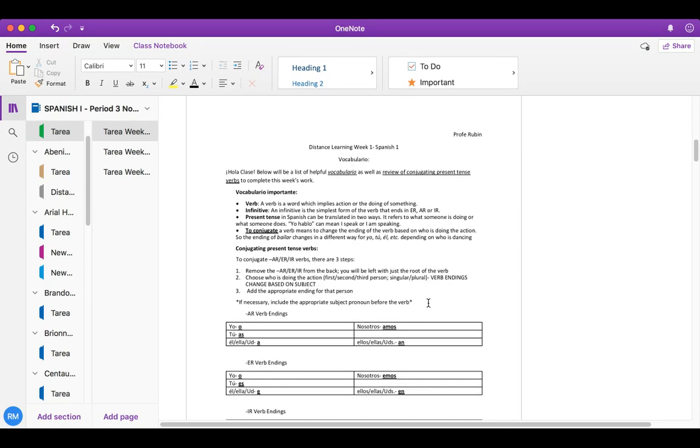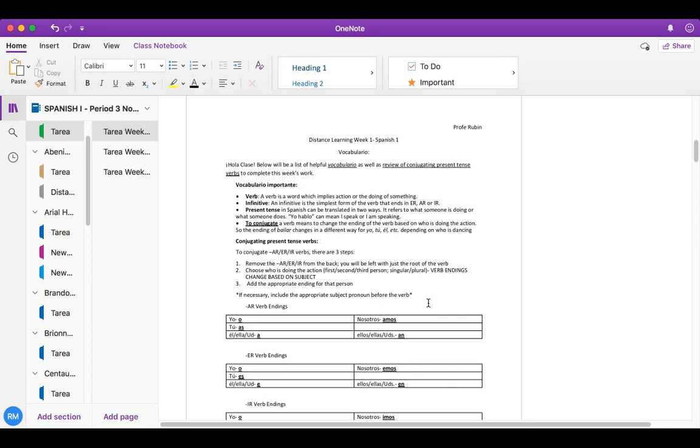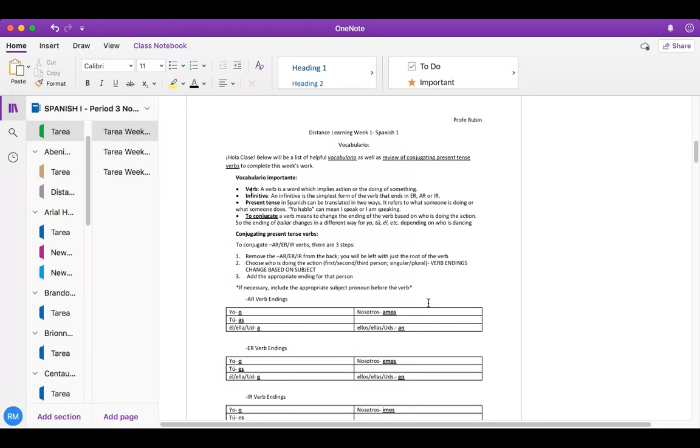So I thought I'd start with week 1, specifically conjugating present tense verbs. And this is really important for the rest of the year. It's a skill you're going to have to know.